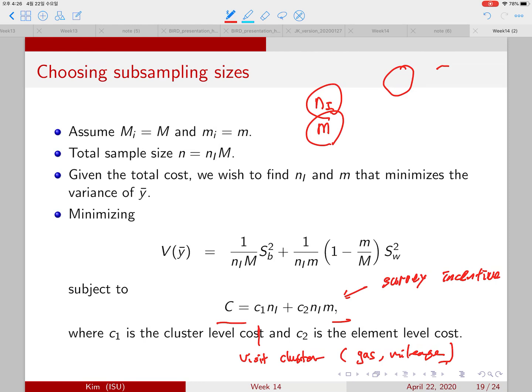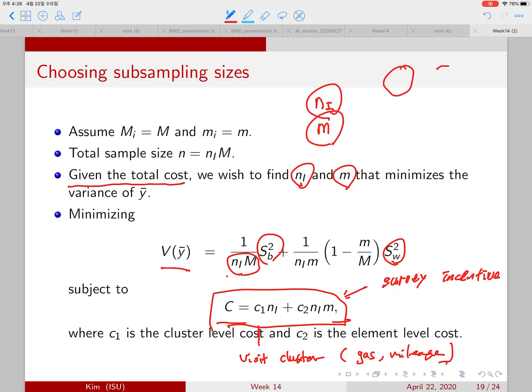Okay, and then the natural question is, given the total cost, we should find N1 and M that minimize the variance of y bar. And we already obtained this variance formula, right? Between and within: between we have a 1 over m part, and within we have a 1 over N1 times m part, and then we have a finite population correction. Here we ignore this N because capital N is very large, so we can just ignore it.